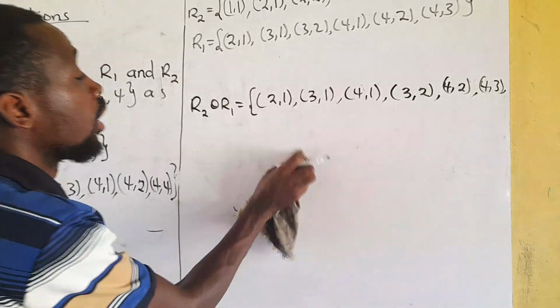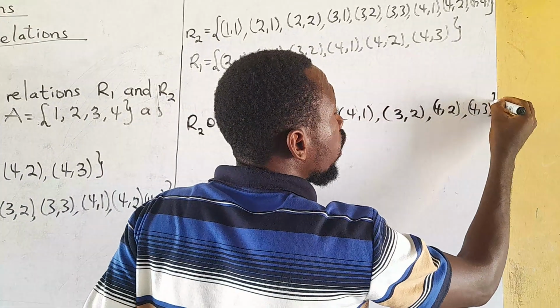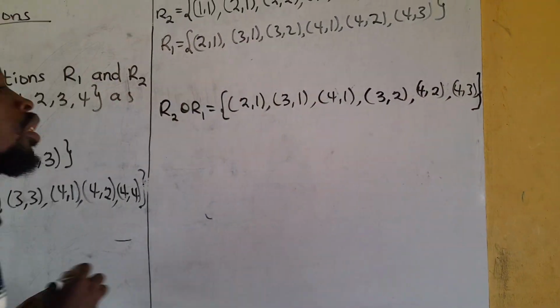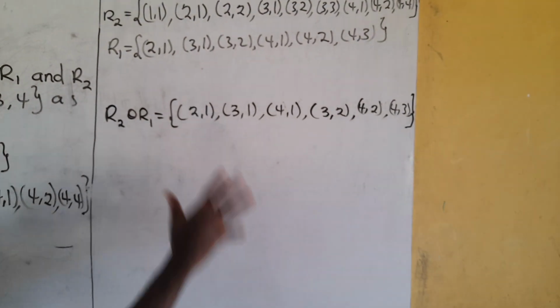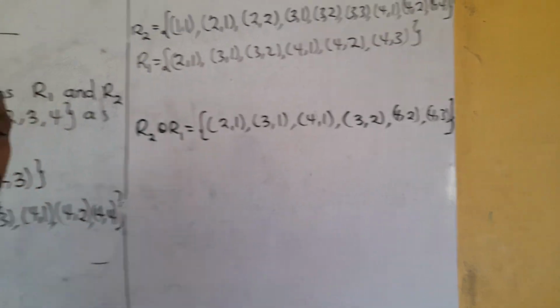Then we can say this is all the ordered pairs of the relation R2 composite R1. Please, I hope you get that. This is not anything difficult.